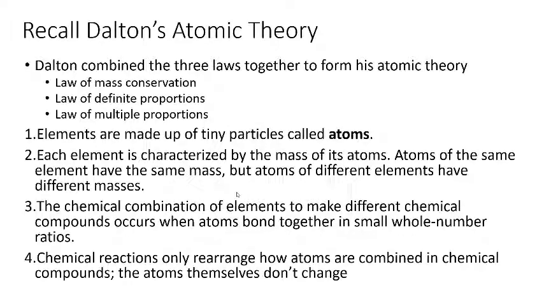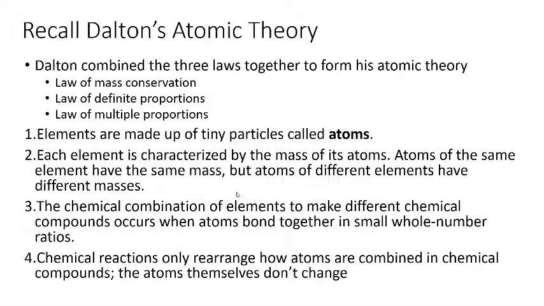chemical equations. So recall Dalton's atomic theory. So Dalton's theory combined three different previously established laws to come up with four tenets to define all matter. That elements are made up of tiny particles called atoms, that each atom is characterized by the masses of its atoms, and that atoms of the same element have the same mass, but that atoms of different elements have different masses. That chemical combination of elements to make different chemical compounds occur when atoms bond together in small whole number ratios. And that four, chemical reactions only rearrange how atoms are combined in chemical compounds. The atoms themselves do not change.